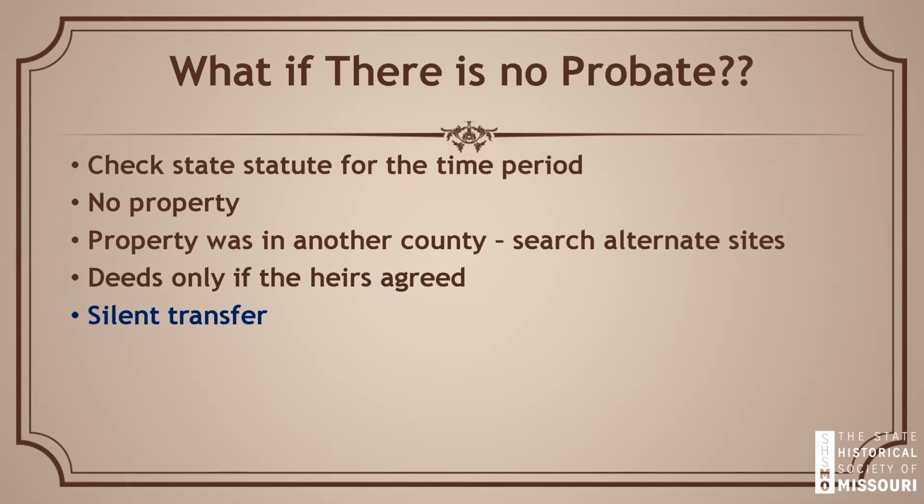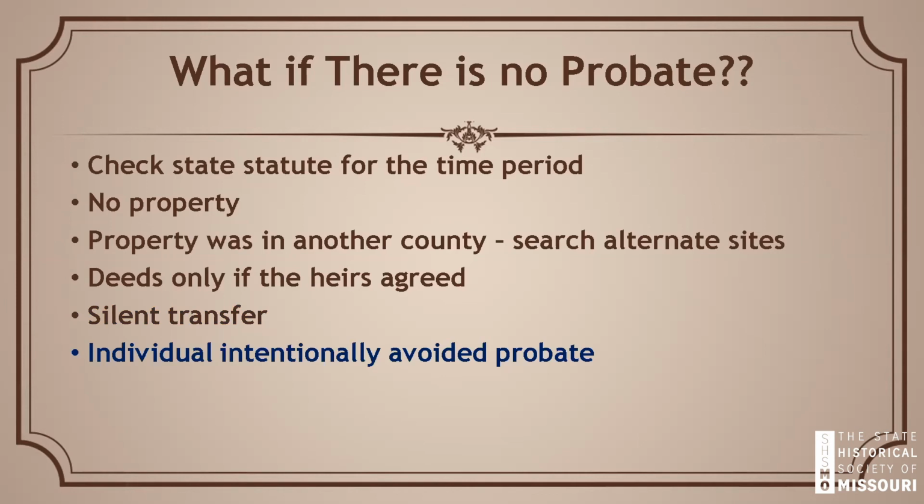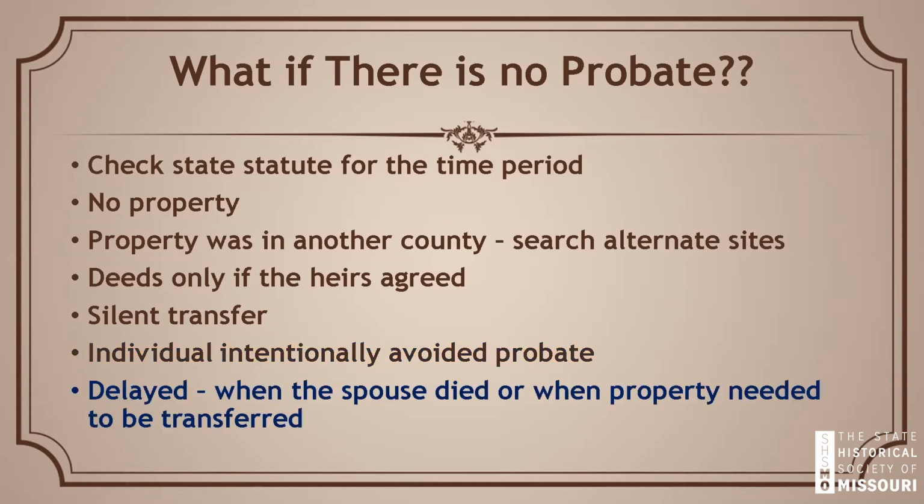Silent transfer is usually done from father to child, from them to their child, and nothing's ever recorded. The worst I've ever heard about was 203 years worth of silent transfer before a deed got recorded and no probate. So you never know what odd things can happen. The individual may have intentionally avoided probate. Illegal, but they may have done it. It may also be delayed until a spouse died or when the property needed to be transferred. Then they initiated probate. Most of these are rarer events, but they do happen.